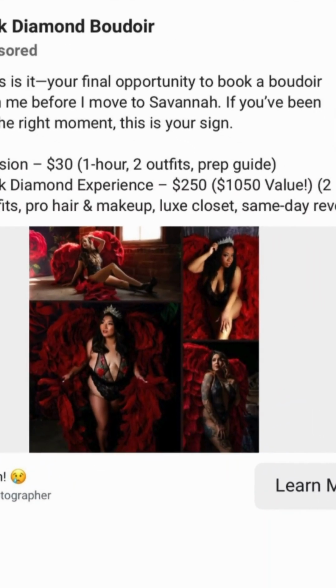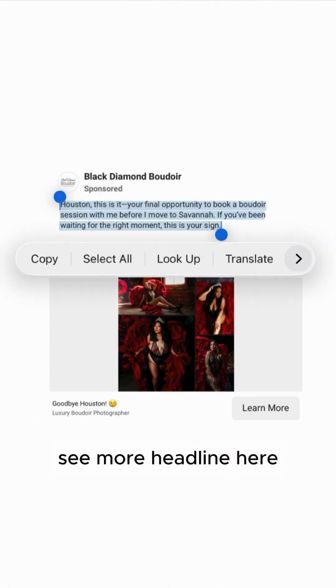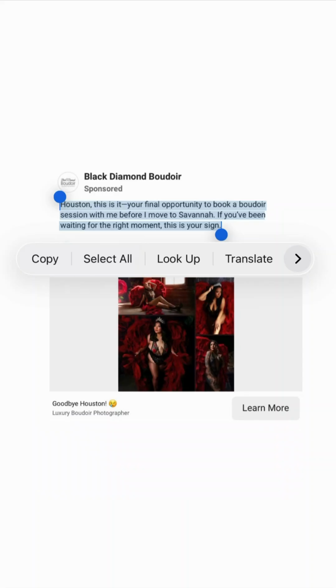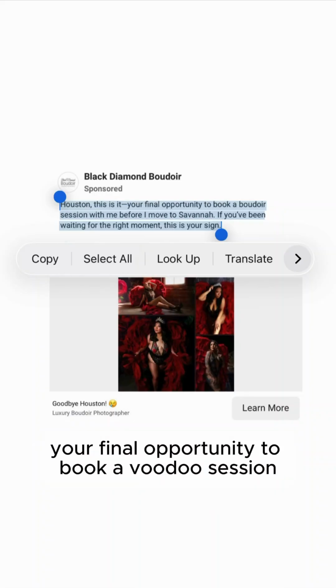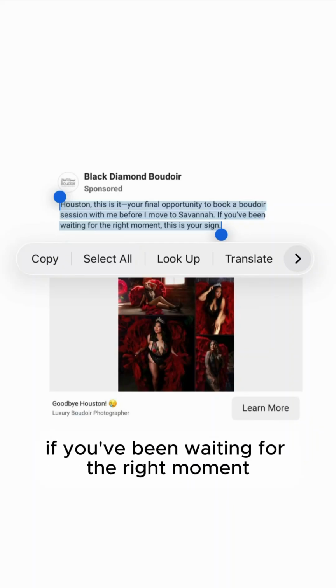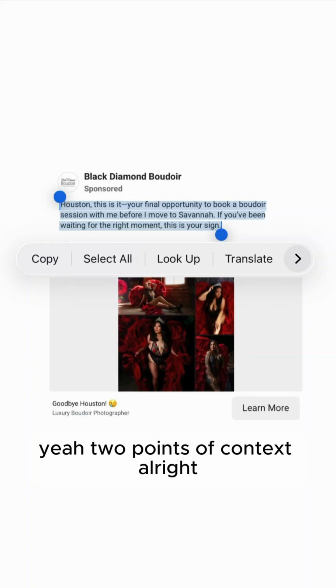Got the creative. All right, yeah, the photo creative's fine. Finally looking at the see more headline here, the first 2 3/4 lines on the Facebook newsfeed mobile. So we got Houston, this is it. Your final opportunity to book a Boudoir session with me. Oh, before I move to Savannah, if you've been waiting for the right moment, this is your sign. All right, so yeah, we've got 1 point of context. Yeah, 2 points of context. All right, so yeah, it's the lack of context mistake.